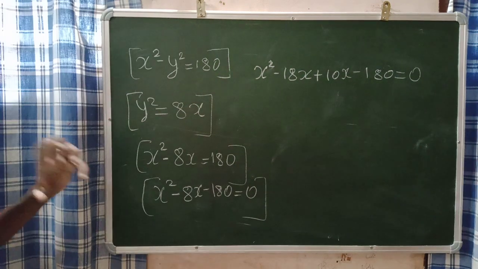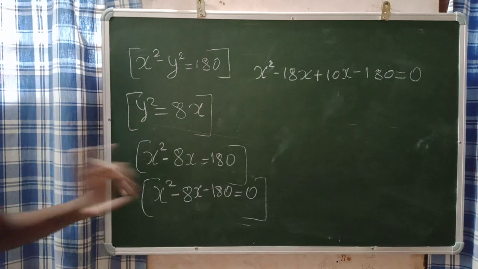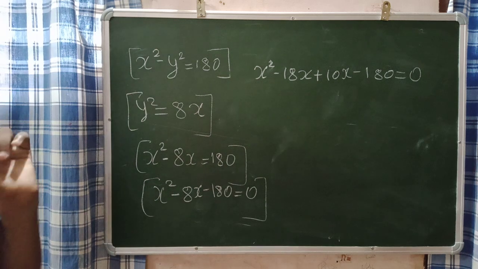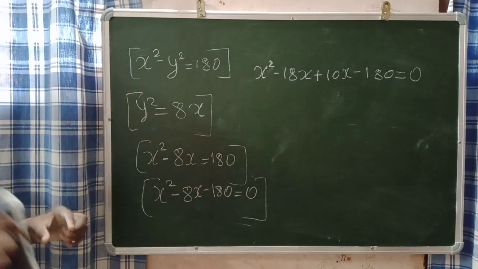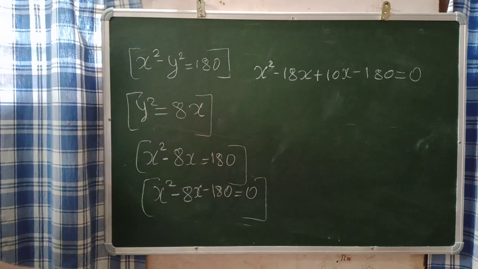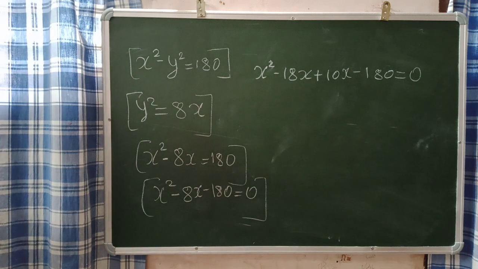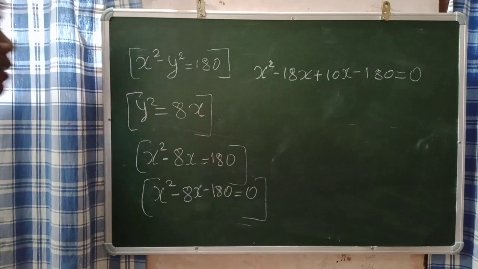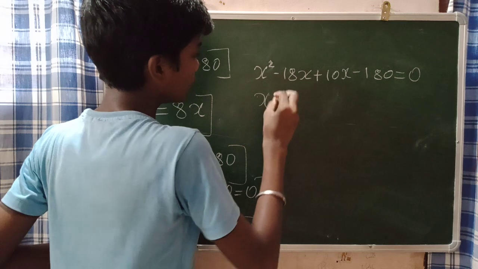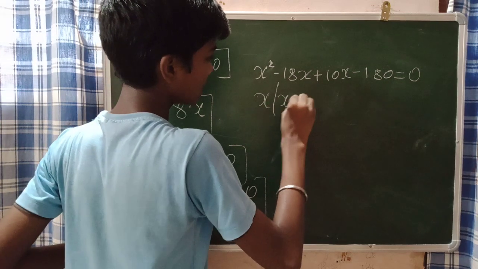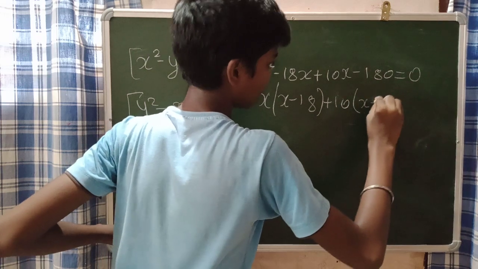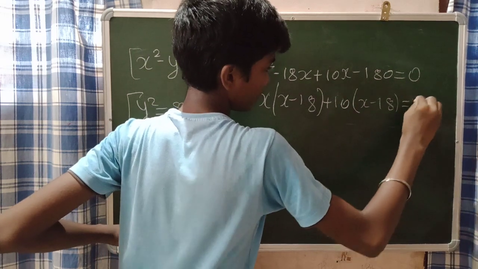I can split the minus 8x as minus 18x plus 10x, because minus 18 into plus 10 is minus 180. I'm just thinking, okay? Because now only I saw the paper and directly I'm saying. So you will get x square minus 18x plus 10x minus 180 is equal to 0. Now just use your regrouping terms method. You will get x into x minus 18 plus 10 into x minus 18, that will be equal to 0.